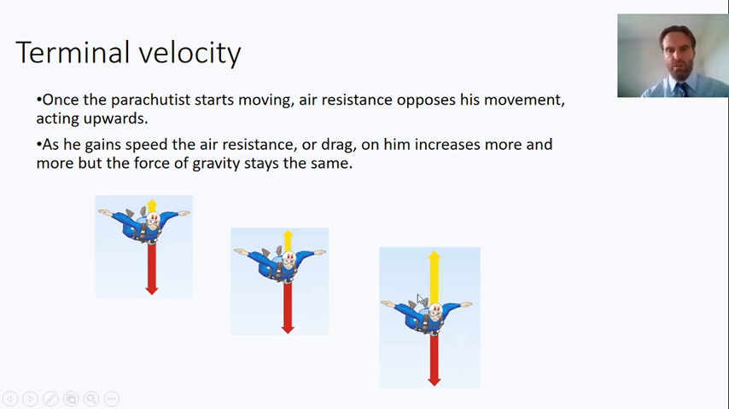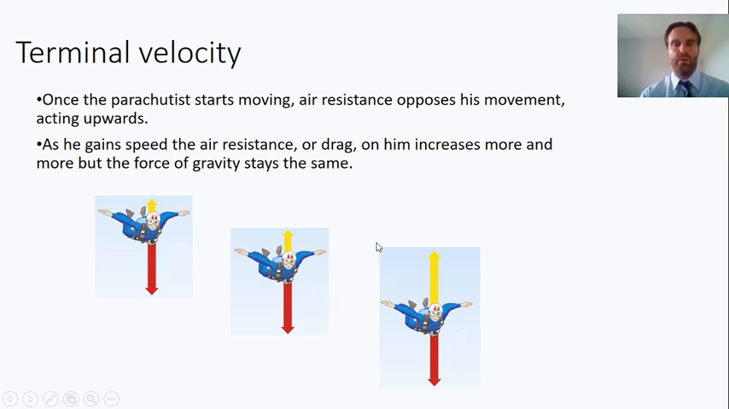And eventually, you'll see here that as he continues to fall faster and faster, he gets to a point where the air resistance acting on him is just as strong as the force of gravity that's pulling him down. And we say at that point that he's reached his terminal velocity. So he's not going to go any faster. He might be going very, very fast, but he's not going to be increasing his speed anymore.